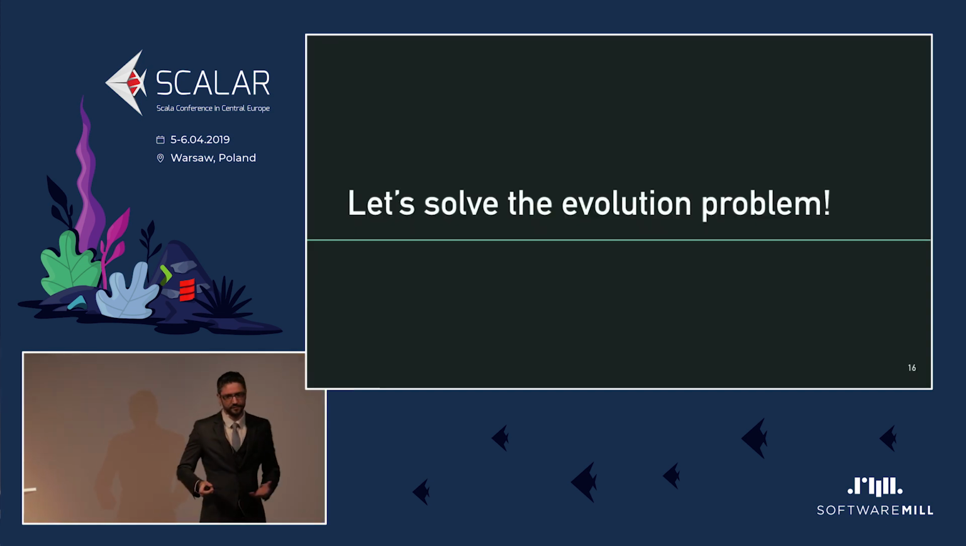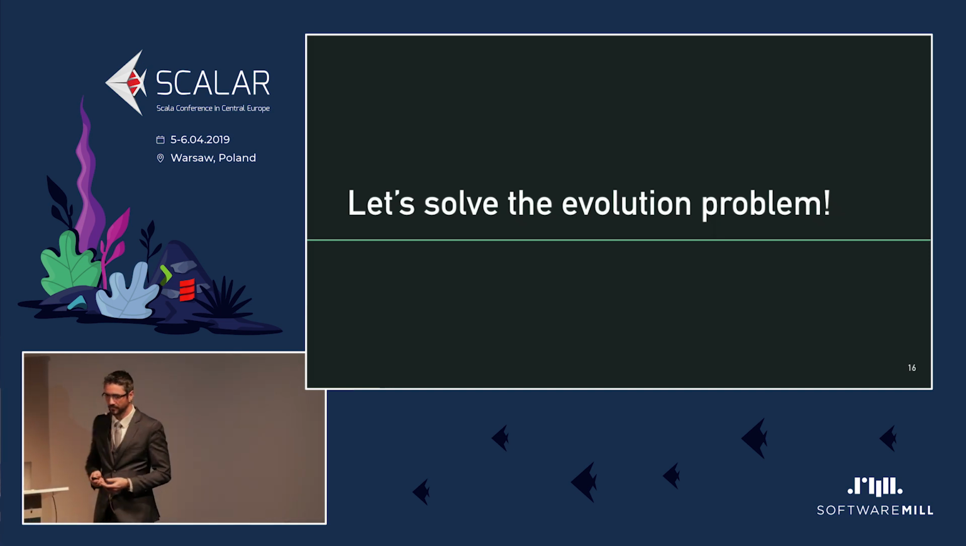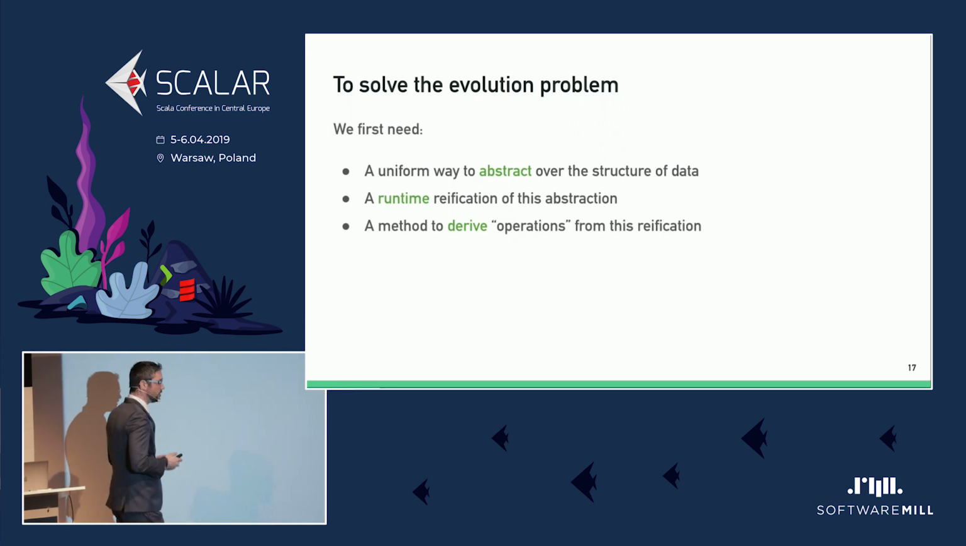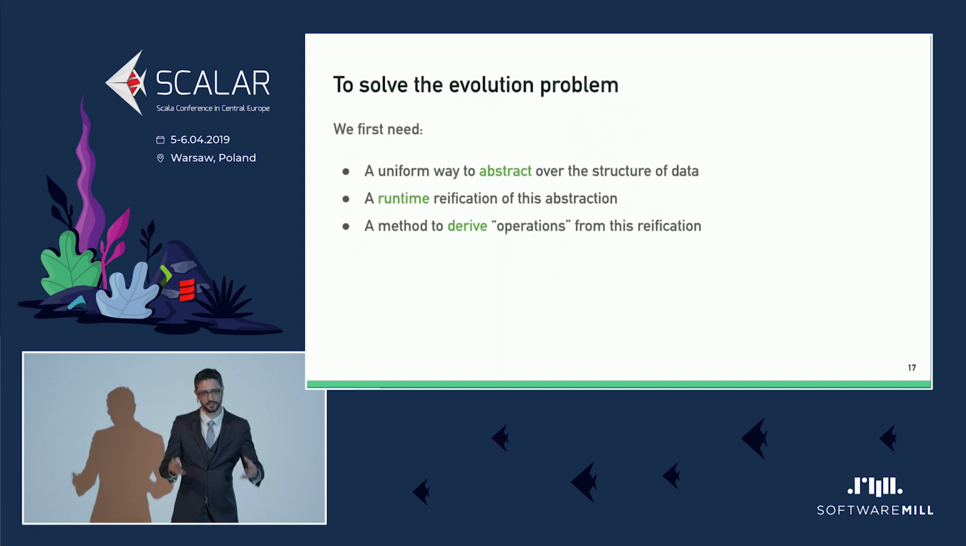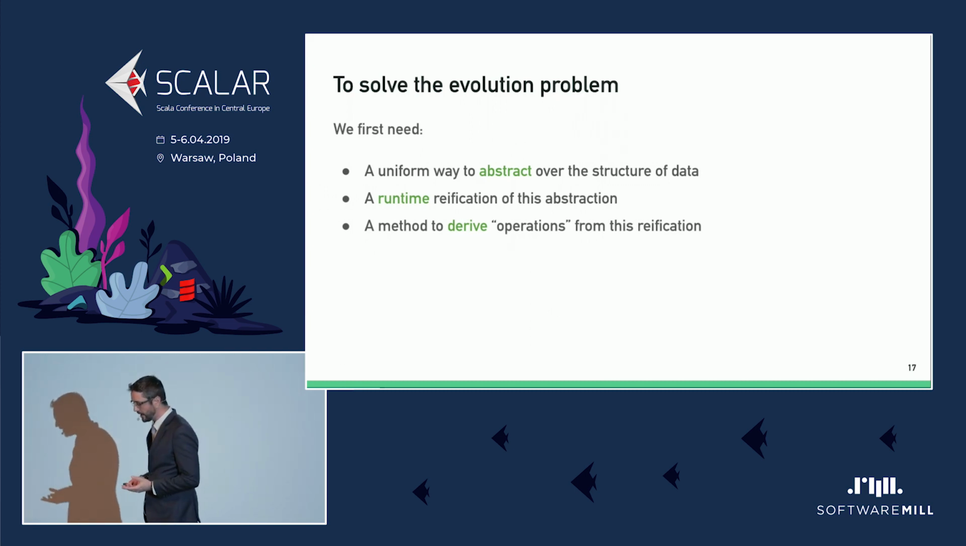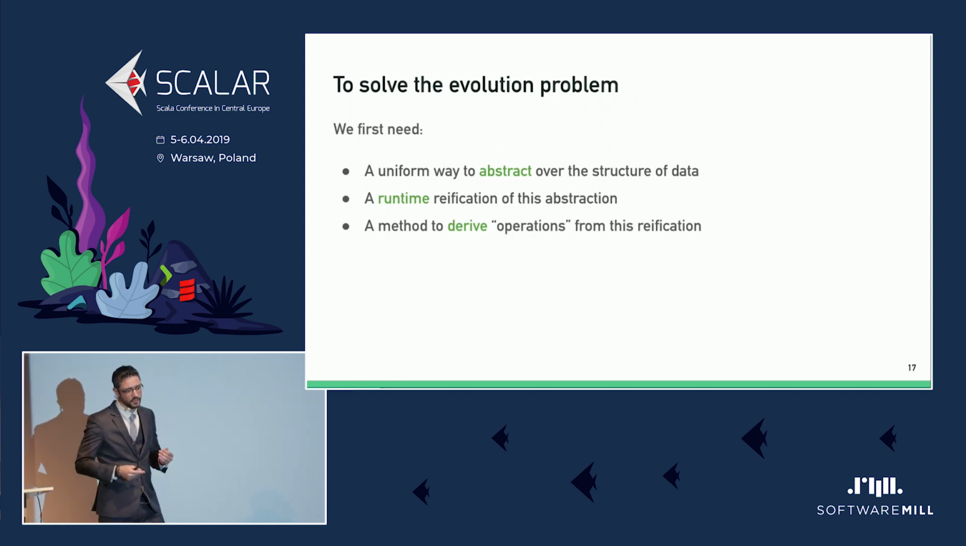So what if we manage to solve this very big problem and then get something free on top of that? Before we dive into solving the evolution problem, let's see what we need. We need a way to, as Shapeless or other libraries do, abstract over the structure of data.